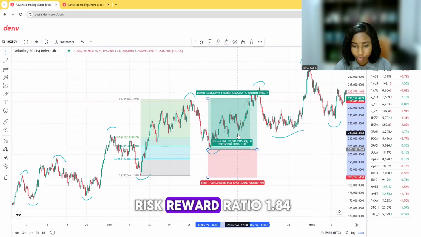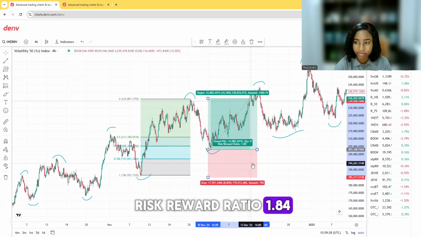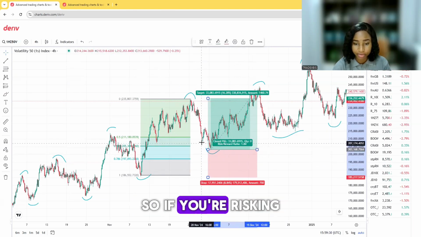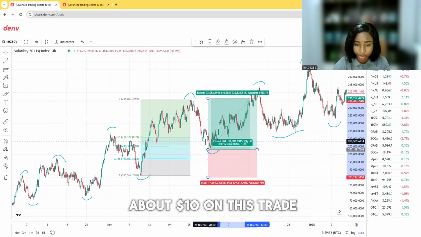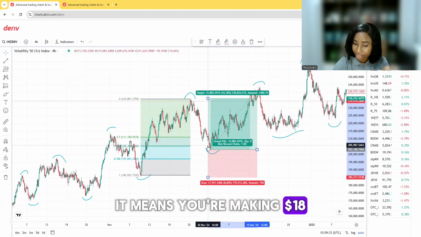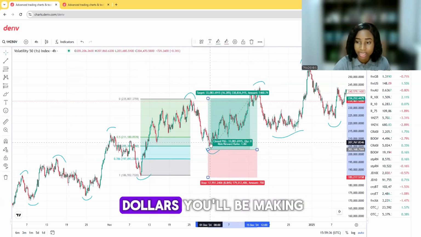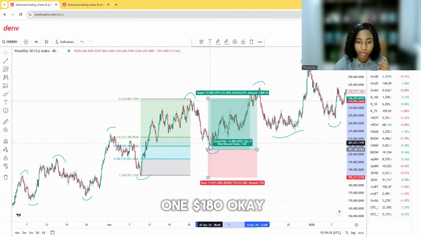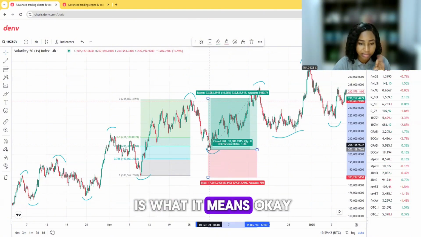Now look at this risk to reward ratio, 1.84. That is almost 2. So if you're risking about $10 on this trade, it means you're making $18. If you're risking $100, you'll be making $180. That's just how simple it is, and that is what it means.